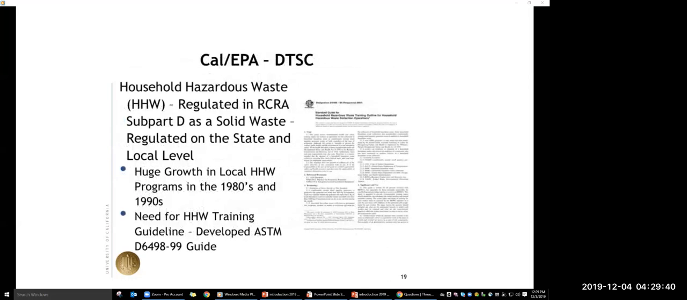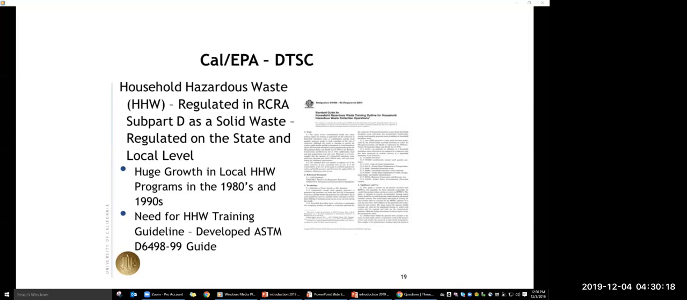Another area which grew in the 1980s and 90s is household hazardous waste. Many cities and counties developed household hazardous waste collection programs to help minimize these waste streams from ending up in the landfill. From 1995 to 2001, I was a DTSC manager of the State Household Hazardous Waste Collection Program. It was noted that training requirements for household hazardous waste collection workers were sometimes not straightforward in states which did not have a state OSHA program.